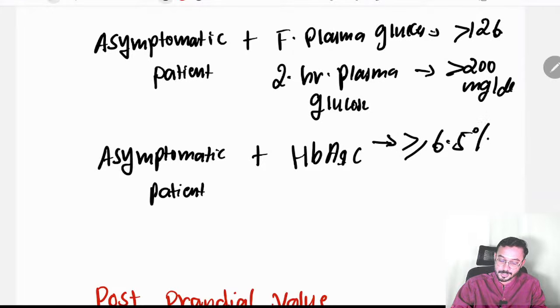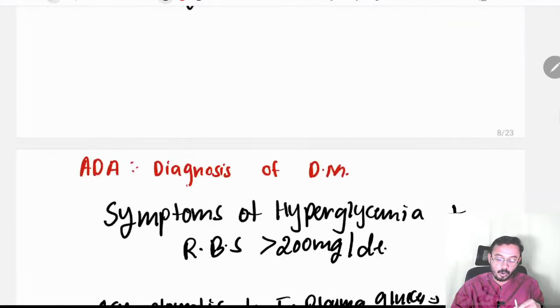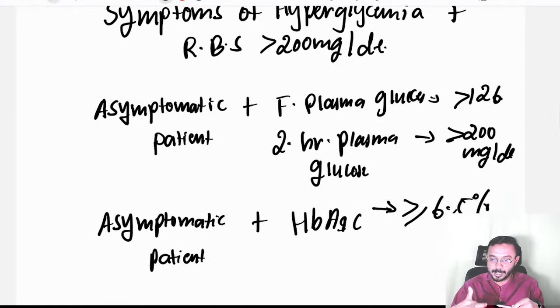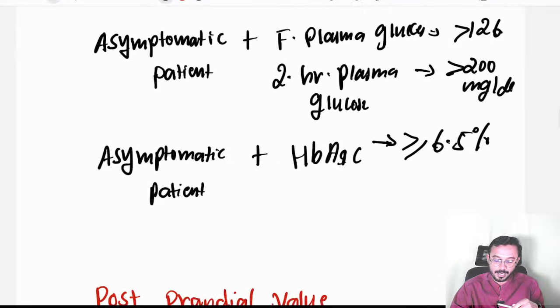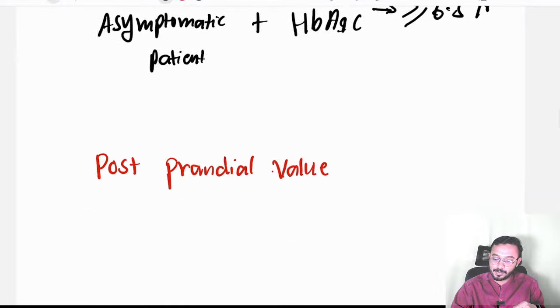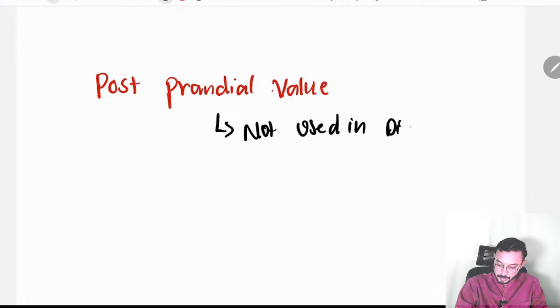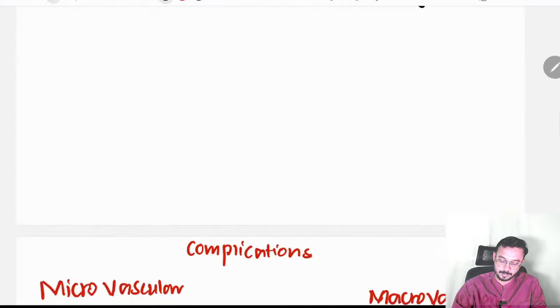Okay, so these are all the values that you should keep in your mind, like how you diagnose this. This is very important. You can expect this kind of questions in the mains also. So this is about diagnosis of diabetes mellitus. And next, which postprandial value is not used in diagnosis? It is not used in diagnosis. This is the major point.